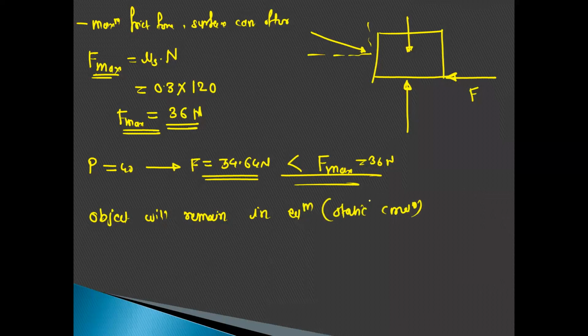When will the object start its motion? If the force required to keep the object in equilibrium is greater than the maximum condition F max, suppose F is greater than 36 Newton, then the object will not remain in the static condition. It will enter the dynamic condition and start moving. So observe the second condition.